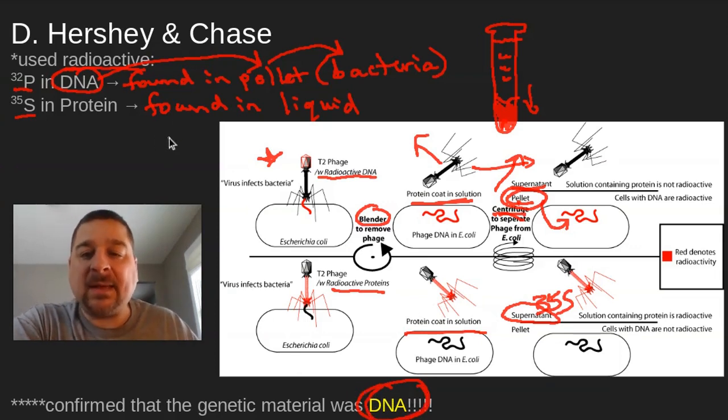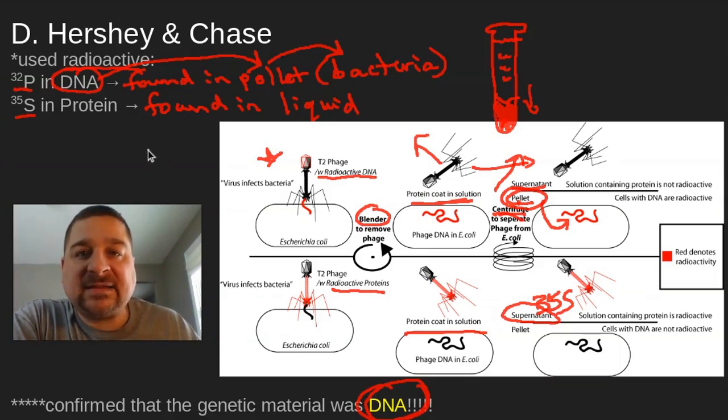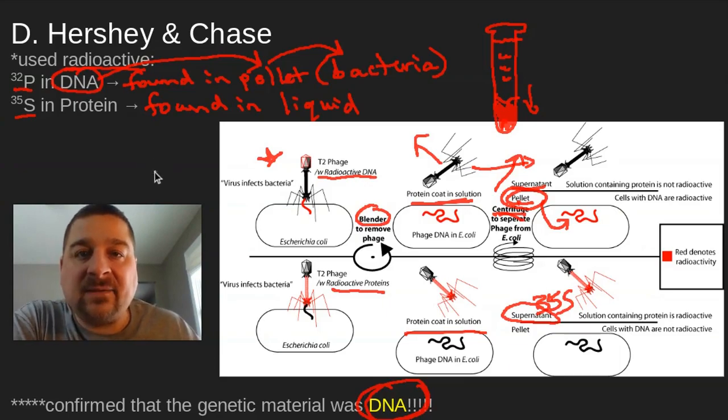And then they published papers and publicly announced this, and this then began the race. Everyone agreed that DNA was the genetic material, and then the race began to figure out how this DNA stuff works. How does DNA actually store our genetic code? And that's the topic of our next video.